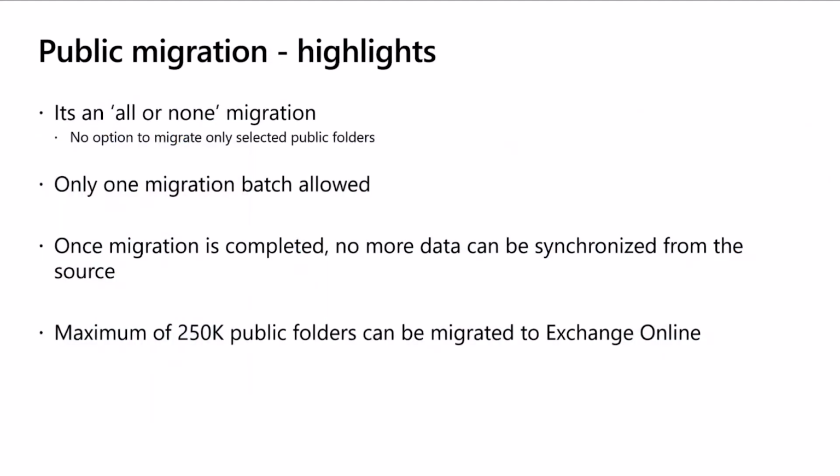And before we dive into the details of preparation, here are some of the highlights of the native migration process. There is no option to migrate only selective public folders. You must remove the unwanted public folders if you do not wish the folders to be migrated. Only one migration batch is allowed for public folders. Once the migration batch is completed, no more data from source can be copied over to Exchange Online. Maximum of 250,000 public folders can be migrated to Exchange Online.